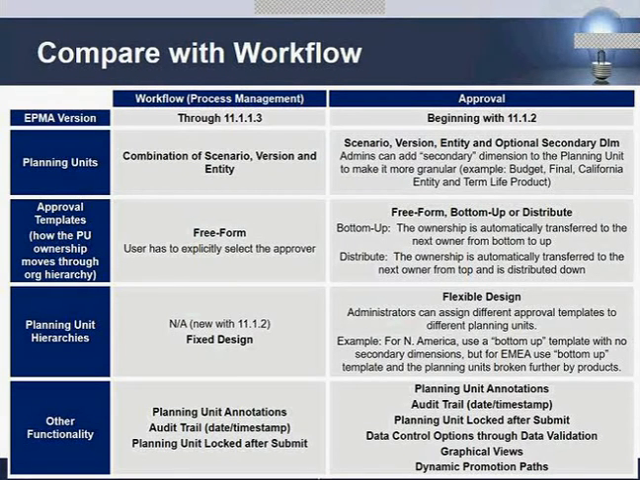Planning unit hierarchies within the workflow used to be more of a fixed design, but there's a much more flexible design with the approval process. You can assign different templates to different planning units, for example. There's other functionality also available. With workflow, you had planning unit annotations, an audit trail, and you could also lock the planning units after submission. With the approval process, additionally, you have data control options through data validation within forms, a graphical view so that you can see the promotion path, and also dynamic promotion paths. So the promotion path can actually change and be more flexible even versus what you originally designed for your process.